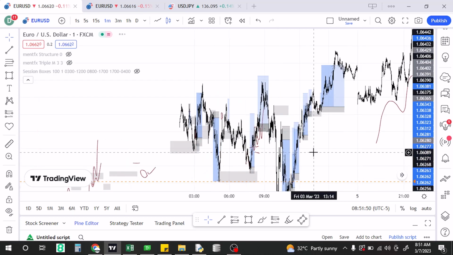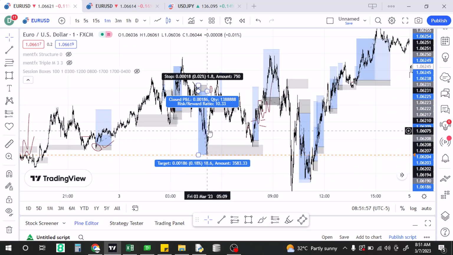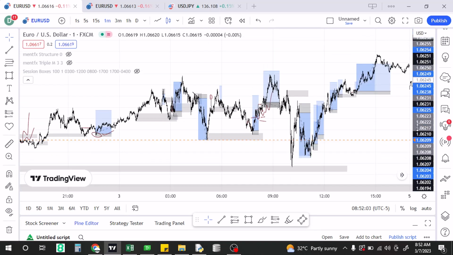Now you can see these zones. Some trades I took, some I marked up. These I took, these I marked up, these I marked up. A lot of them were marked up, but I took some of the trades. This is just part of back testing for myself. These I took, these I took.